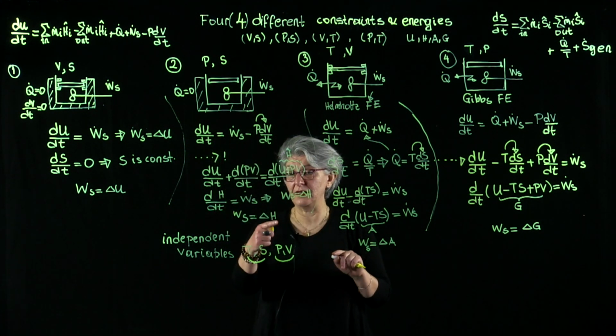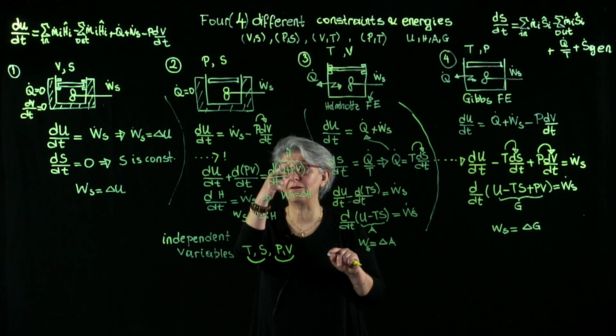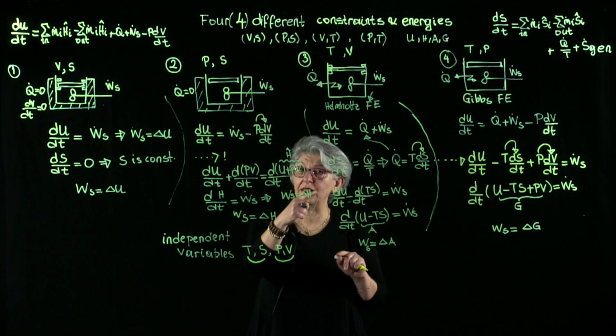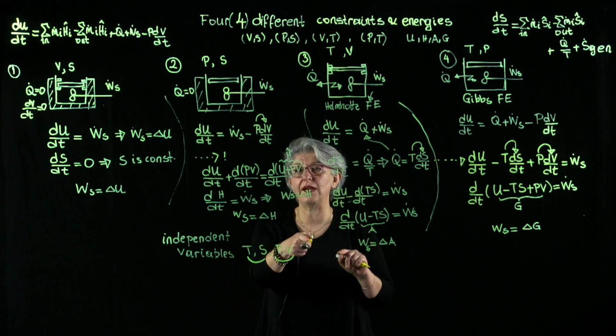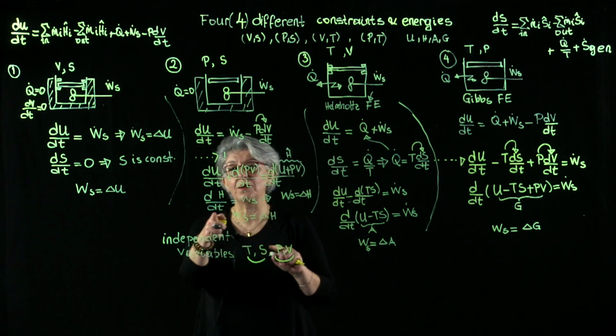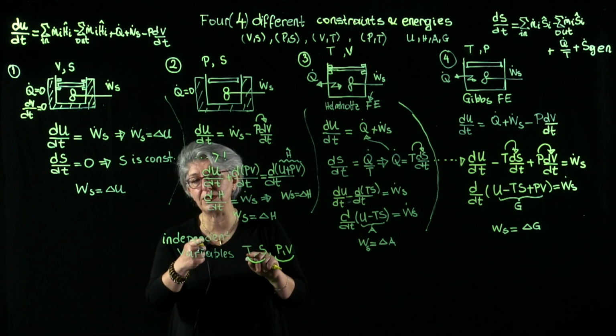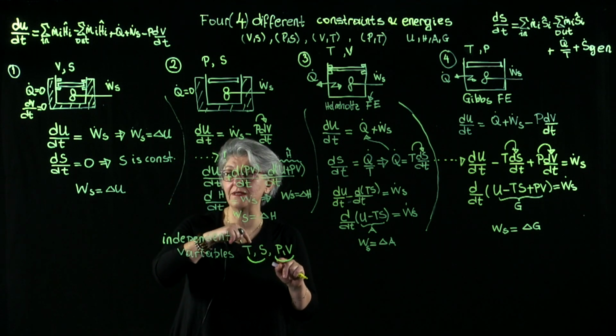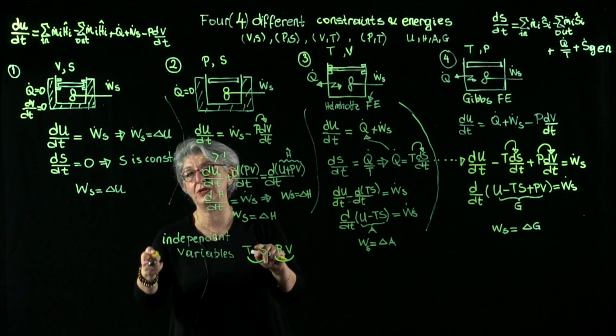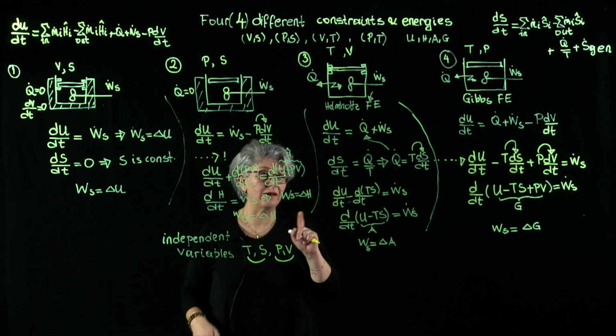Okay? When we keep the pressure constant, we need to allow volume to change. If we keep the volume constant, we have to allow the pressure to change. If you're going to keep the temperature constant, we have to allow the entropy to change. If you're going to keep the entropy constant, we have to allow the temperature to change, one or the other.